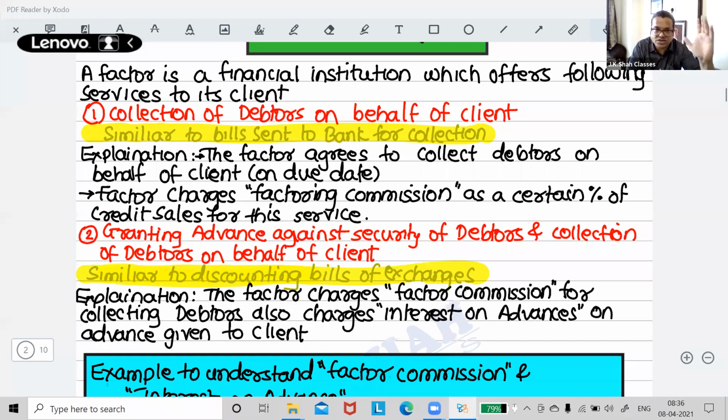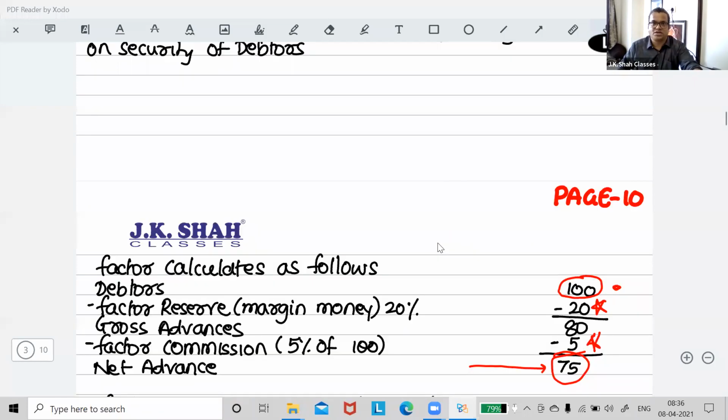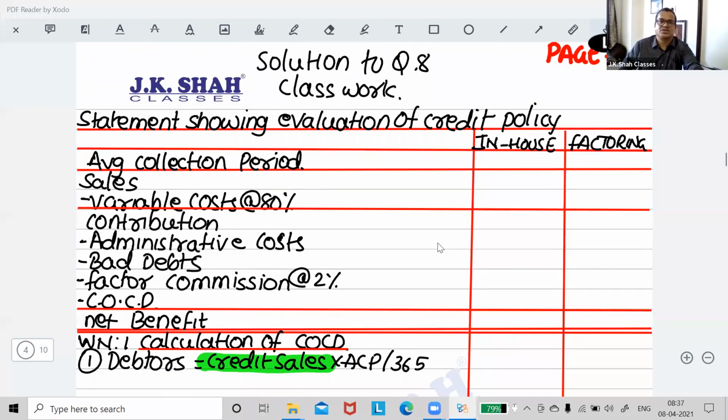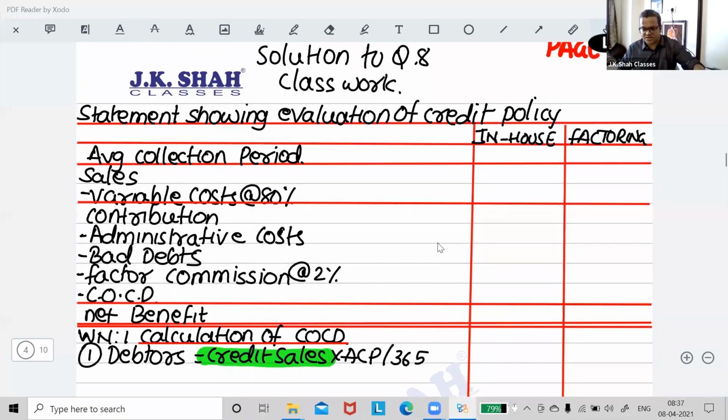So understood that it is service one for sure. Okay, fine. So then we are good to go. We will solve a question based on this. We'll see the solution. Question number 8. Okay. So let's see solution to question number 8 of class 1. Statement showing evaluation of credit policy.